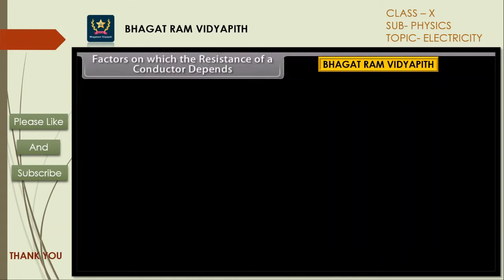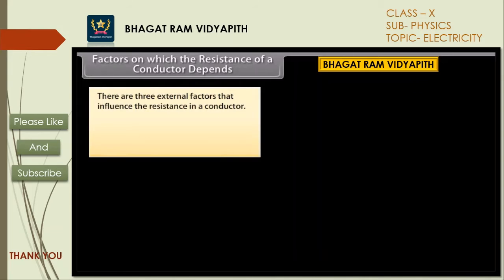Factors on which the resistance of a conductor depends. There are 3 external factors that influence the resistance in a conductor. They are thickness, length, and temperature. There is a fourth factor that influences the resistance, and that is the conductivity of the material. This, however, is considered an internal factor rather than an external one.